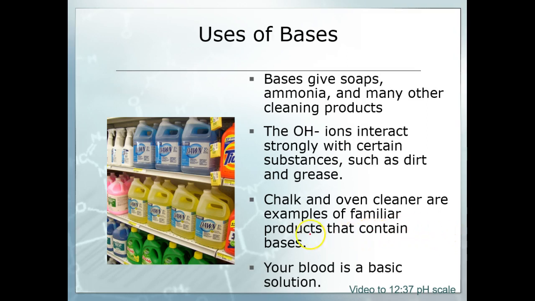All right, so bases are soaps, ammonia, most of your cleaning products. The OH ions interact strongly with certain substances such as dirt and grease. That's why they're so good at being cleaning products. Here's one: chalk and oven cleaners are examples of familiar products that contain bases. So like your antacid tablets, Tums. Your blood is also basic.